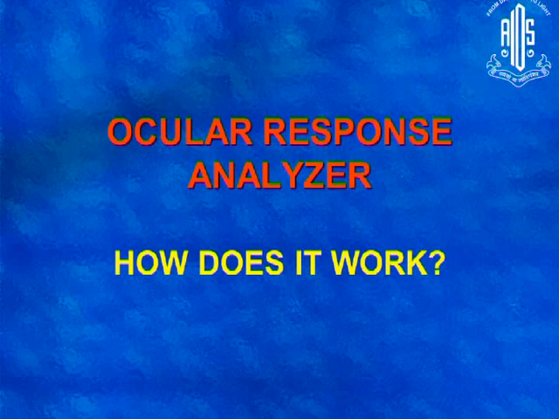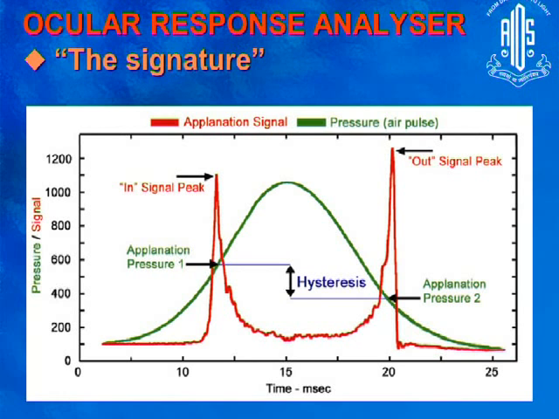So how does it work? We get two pressure waves. The first pressure wave is the one when the cornea is flattened initially, and the second pressure wave is the one which we obtain when the cornea reaches a stage of flattening after it rebounds from a concave state.